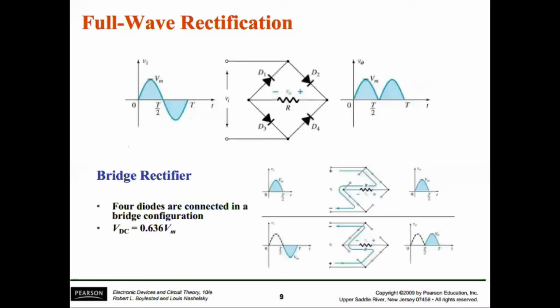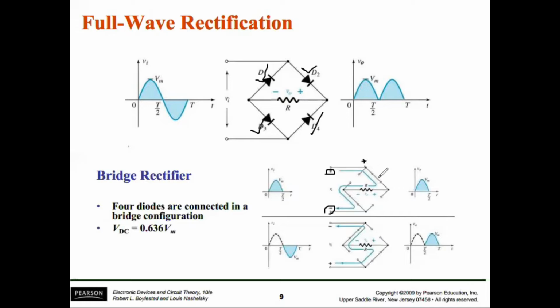The first one is a bridge rectifier, which is shown here. In this bridge configuration, the two opposite diodes are in the same direction. Diodes D1 and D4 are in the same direction, while D2 and D3 are in the same direction. So what will happen for the positive flow? The input terminals will have the polarity like this one, and for this polarity, this will be positive.